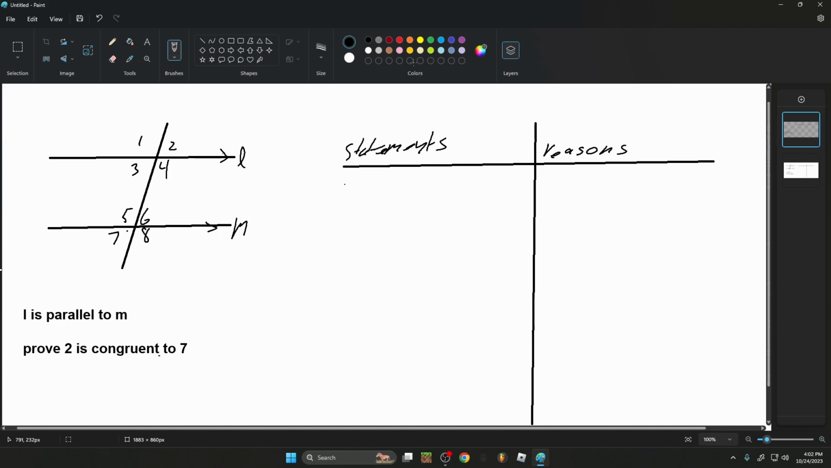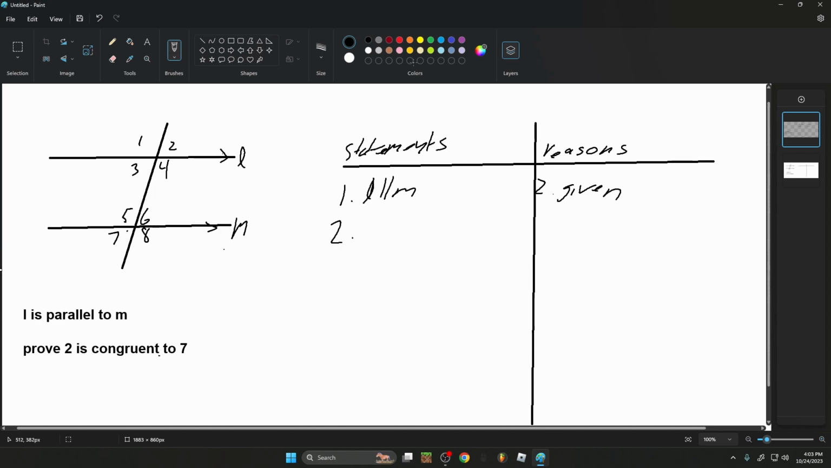So our first statement is always our given. L is parallel to M. You can see L is parallel to M. The reason is given, right? We already know that. L is parallel to M.